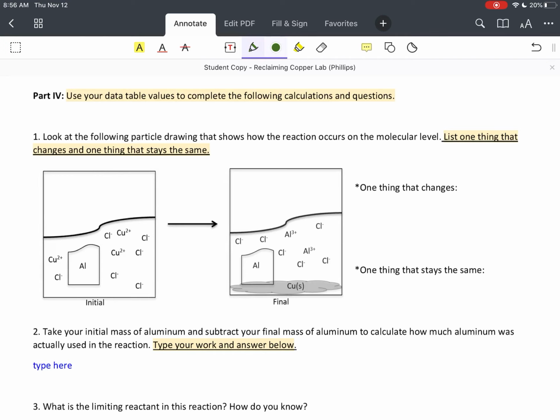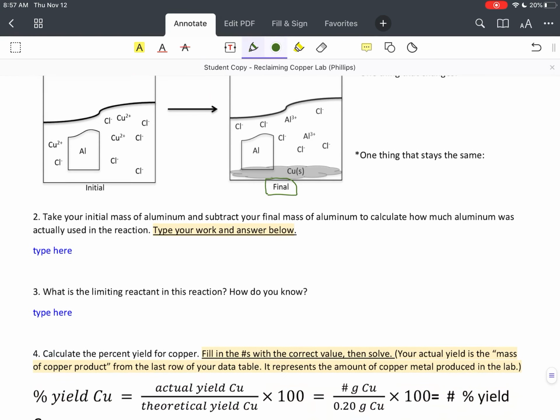Okay, make sure you're paying specific attention to your solution. Remember, we started with a copper chloride solution, okay, with aluminum, and then notice at the end, our final, right, there's something different in our solution that you should be able to point out.